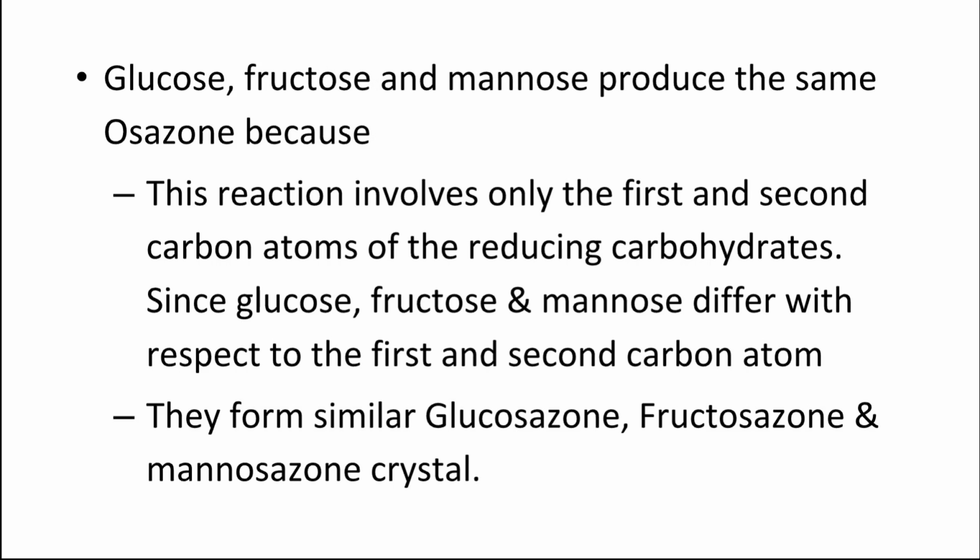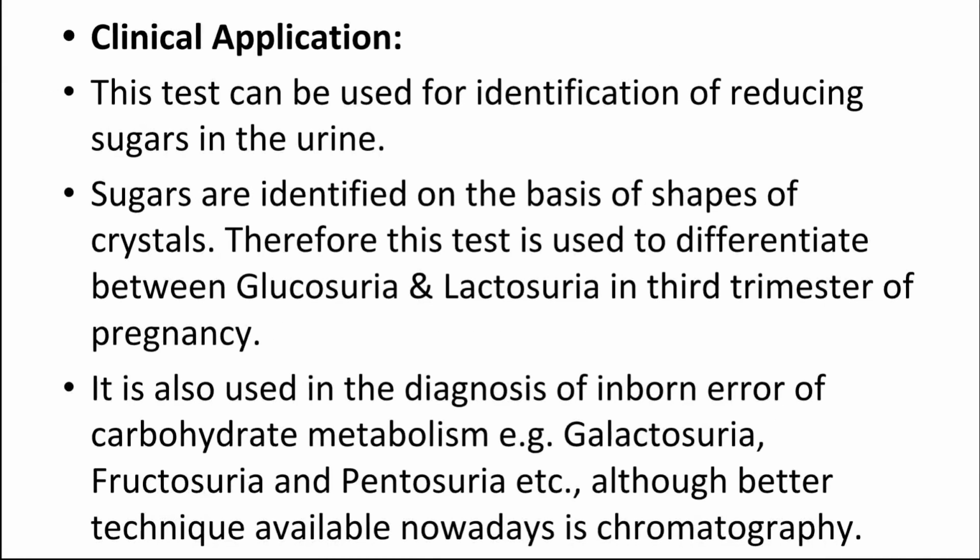Now what is the application? Mostly it is used for the identification of reducing sugar in urine. To differentiate between different types of sugars, we find out the crystals, and it helps in differentiating between glucosuria and lactosuria in the third trimester of pregnancy. It can also be used for the diagnosis of inborn errors of carbohydrate metabolism like galactosuria, fructosuria as well as pentosuria. Let's see how the actual test is performed.